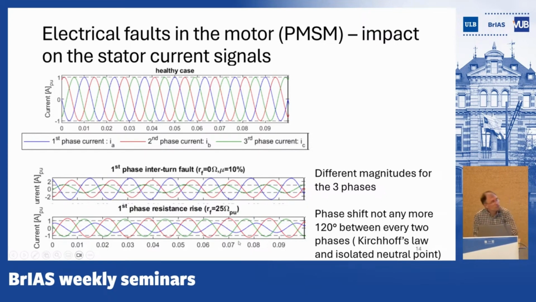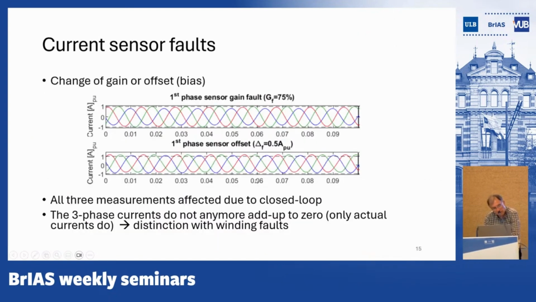What you see is that the magnitude of the three signals is no longer the same, on the one hand. And on the other hand, given the properties of the motor that I have told you, the sum of the three currents must still be equal to 0. And to achieve this, there is a phase shift which is no longer equal to 120 degrees between these different signals.